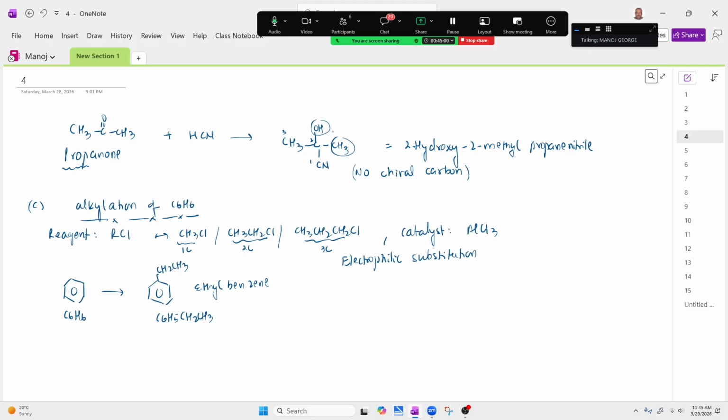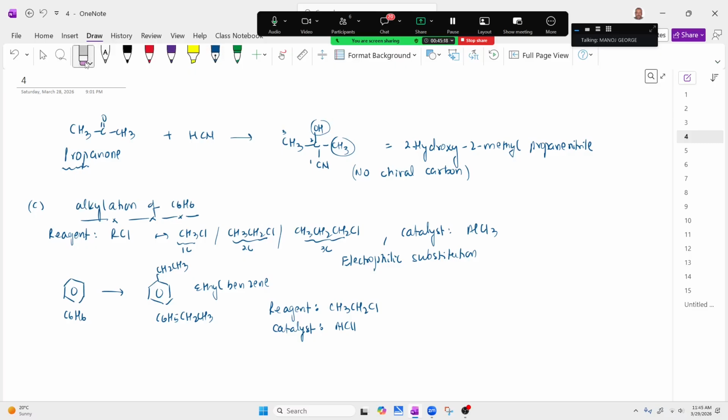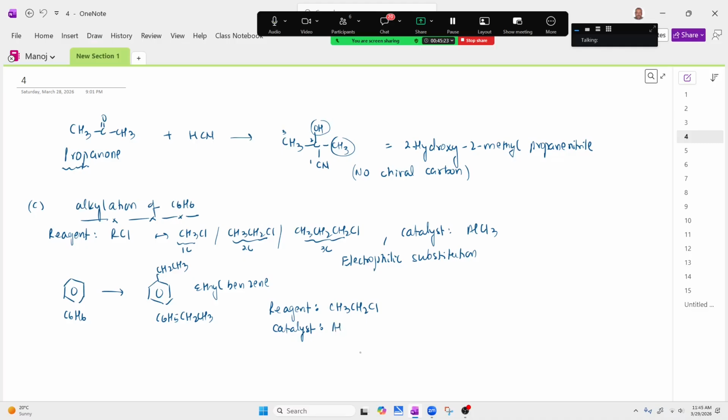So who's my reagent then? What reagent do I need? What catalyst? So the reagent is CH3CH2Cl. Catalyst is AlCl3. And of course, I also need a bit of heat. Okay, catalyst AlCl3, and normally we say reagent and conditions. So, anyone has any doubts, any questions? Everyone is okay.